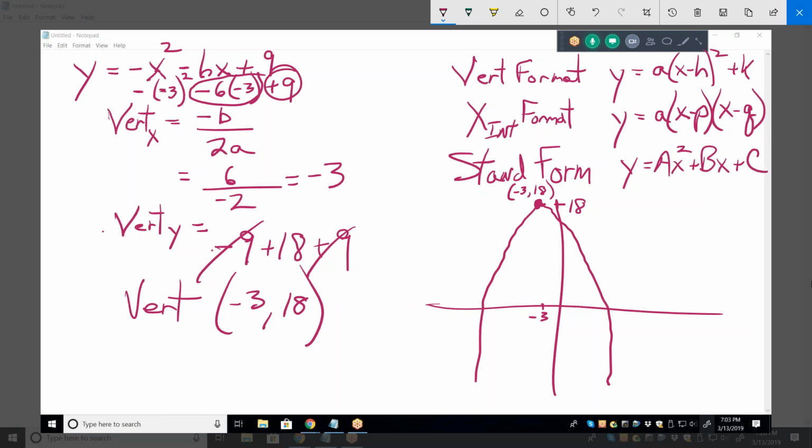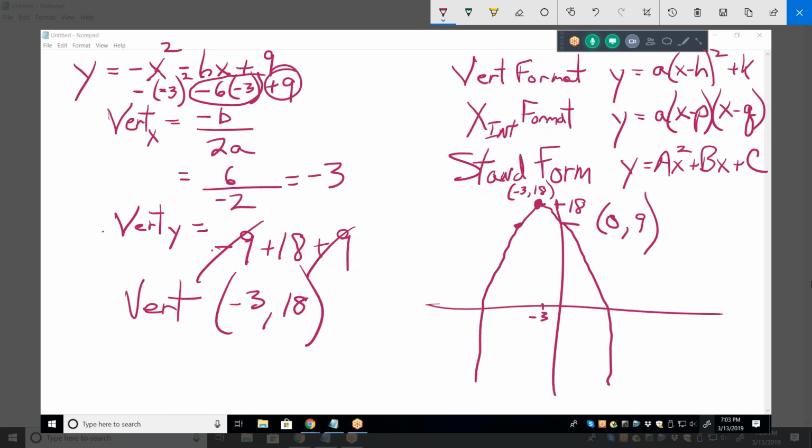It would be y-intercept would be 9. Yeah, in this particular case, when you have it in standard format, the y-intercept is that constant, always. Because the y-intercept means you plug in 0 for x. When you plug in 0 for x, the only thing you're left with is that constant. So we know that's 9. So that point is what? 0, 9.